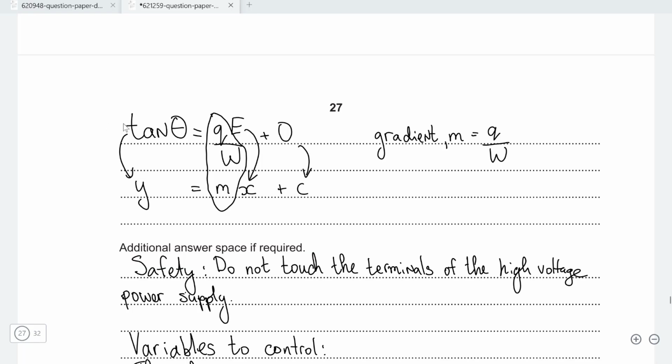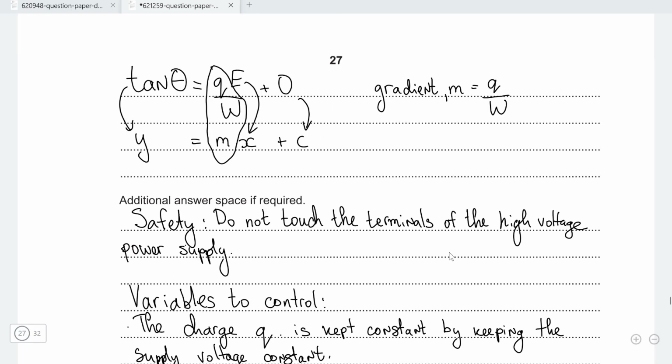So in this case, tan of theta goes onto the y-axis, the electric field goes onto the x-axis, and Q over W is going to be our gradient, provided Q and W are constant, but we're going to mention that they need to be controlled. So our gradient M is Q over W.